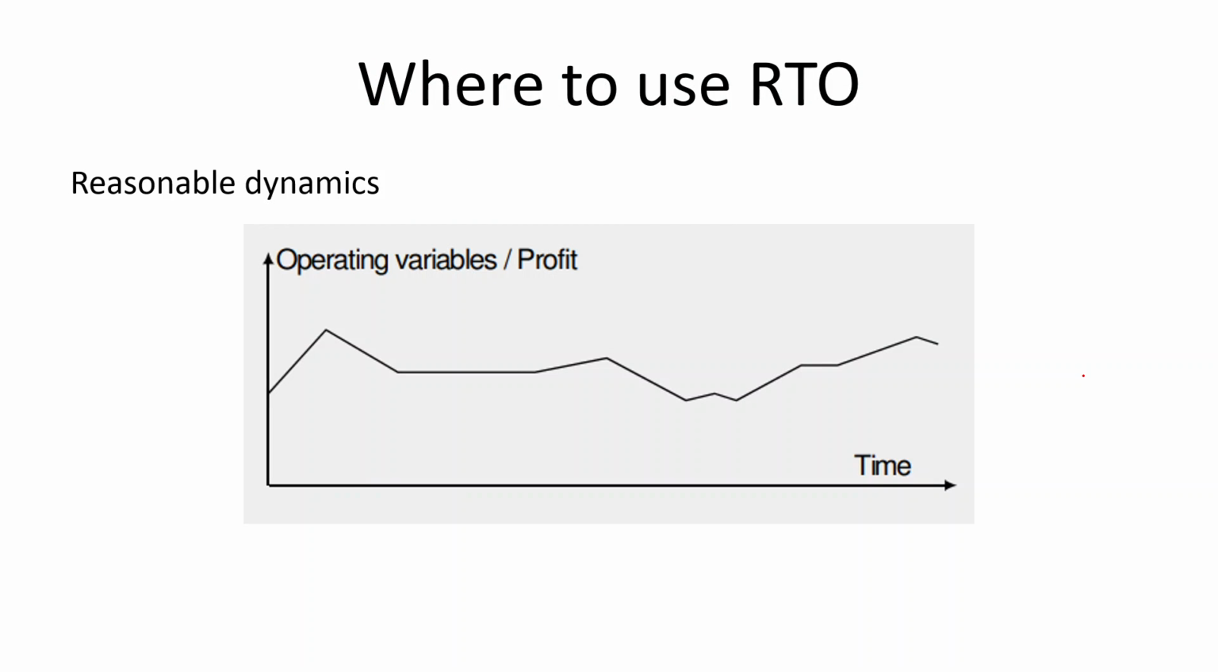This one is the situation where we can use RTO. If we have a profit graph like this, which goes up and down but is quite reproducible, then you can use the RTO. We can model this and then use the RTO to give some direction.